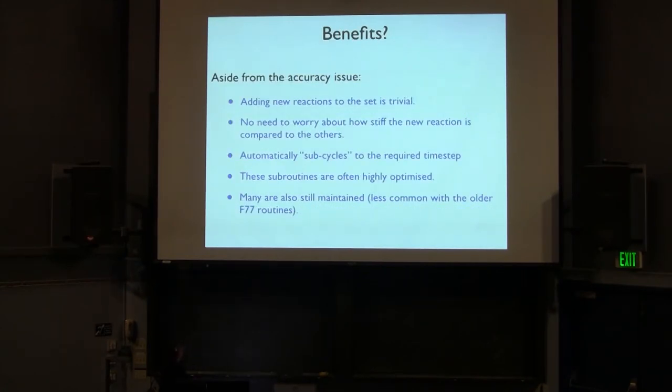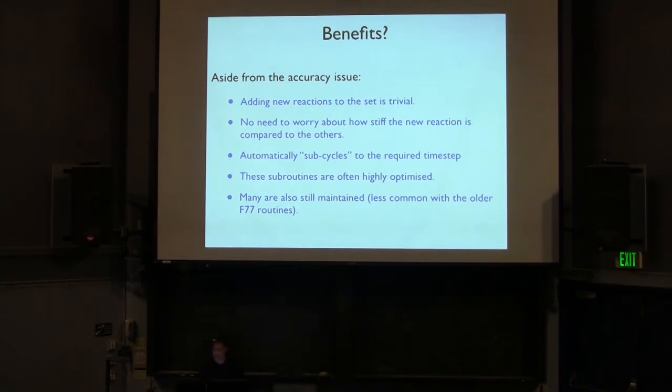What benefits are there? Obviously, handling new reactions is trivial. You just have this very abstract, tabulated form, where you pack your reaction rates into these arrays, and everything's taken care of inside. You don't have to worry about which reactions are moving faster than other ones. The code will do that for you inside.